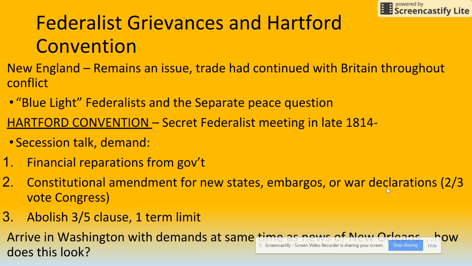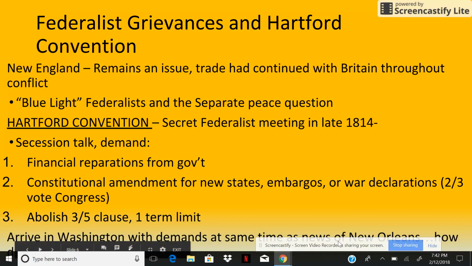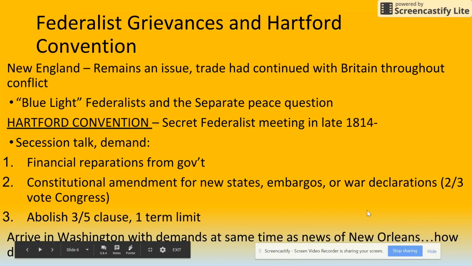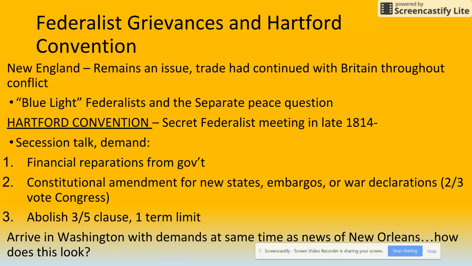Now, it's interesting. All the while that this is happening and while this fighting is going on, there is a lot of drama in New England, right? Remember that in New England, trade with Britain was really the key to their sort of economic success. And even during the war, illicit trade between the New Englanders and the Old Englanders had continued. There's even talk that some of the Federalists in New England were helping the British out. They called them blue light Federalists because there was rumors that they had put up lights to help them know where to land their boats.